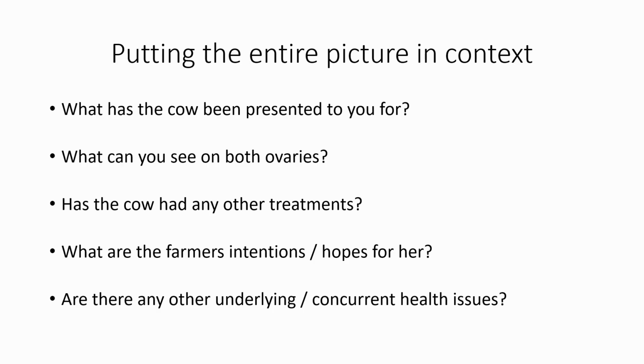So you need to put the entire picture in context for each animal. So you need to think about what the cow's been presented to you for. Is it not served but hasn't had a heat in an adequate amount of time? What have you seen on both ovaries? Has the cow had any treatment so far? What does the farmer want to do with her? So does he want to get her pregnant? Does he want to make sure she's not pregnant? And then are there any underlying or concurrent health issues, things that are happening at the same time? So does she have mastitis? Is she lame? These might affect your choices, whether you want to undergo a sync or a treatment if you think that there might be other things holding her back.